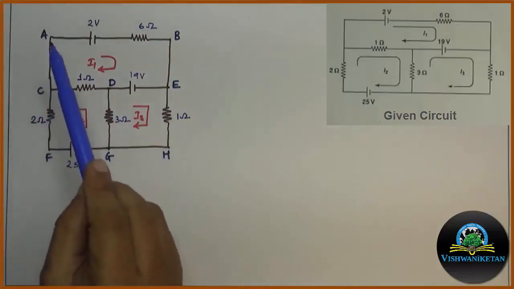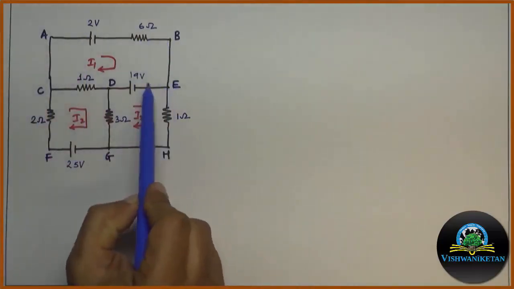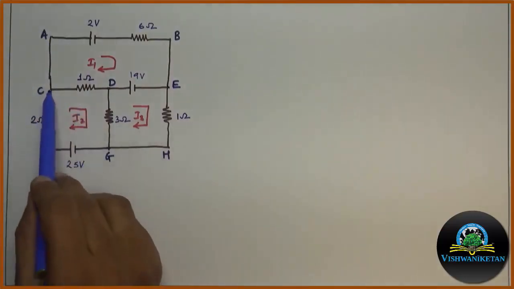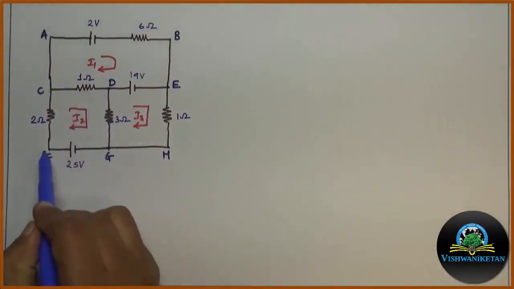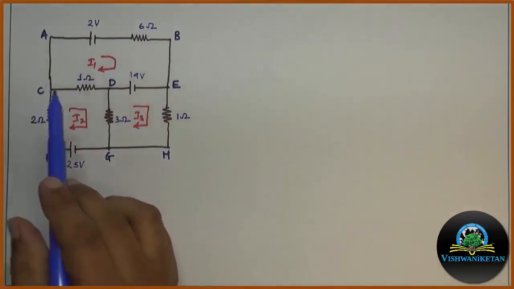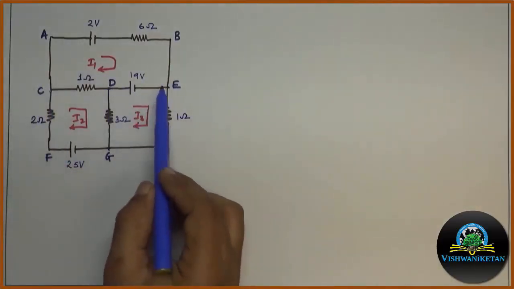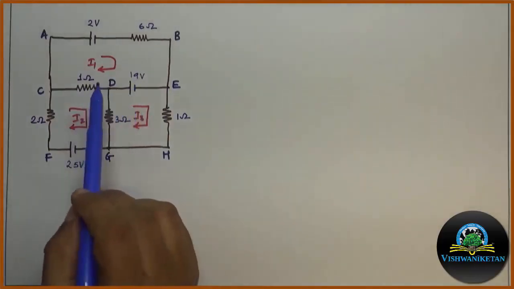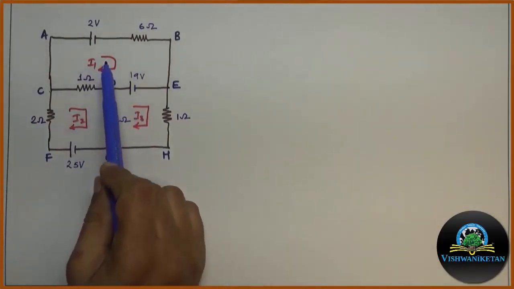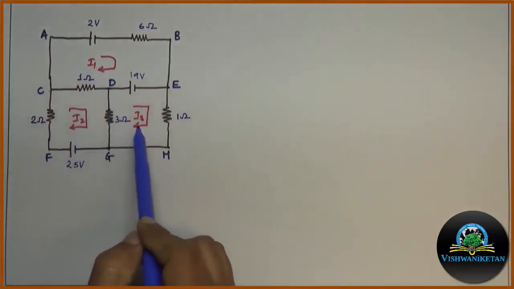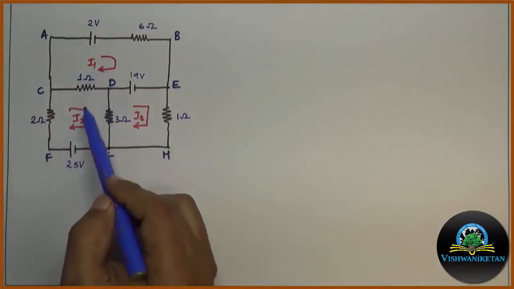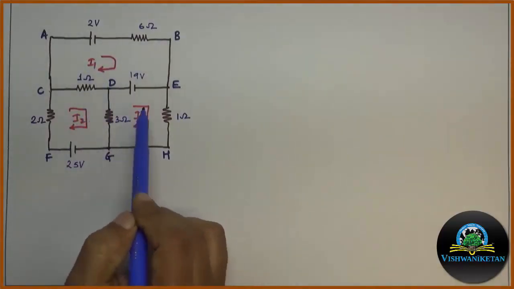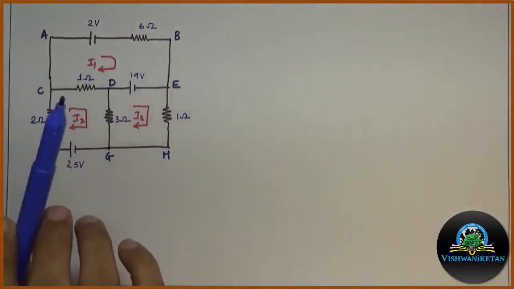From the diagram, A, B, E, D, C, A is a mesh. Similarly, C, D, G, F, C is another mesh, and the third mesh is D, E, H, G, D. This is my third mesh. Accordingly, we mark the mesh currents I1, I2 and I3. Now all these currents are marked clockwise. The direction of each current is clockwise. This is for our reference or convenience.